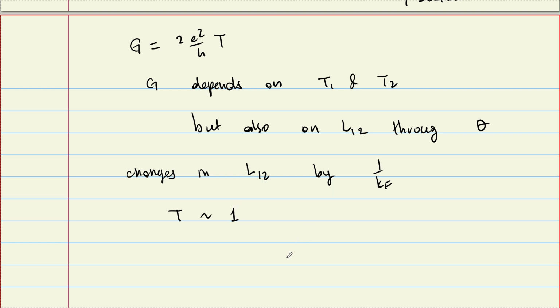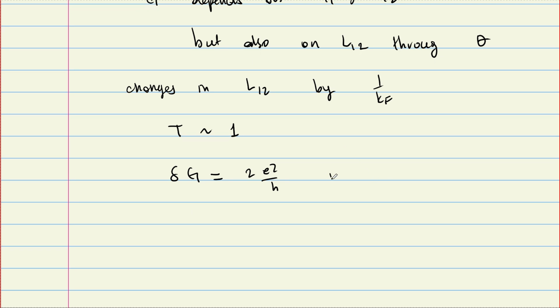You can change transmission and reflection from 0 to 1 by just changing the location of the second impurity. And that means the change in conductance, delta G, is going to be equal to 2e squared over h, which is a universal number.